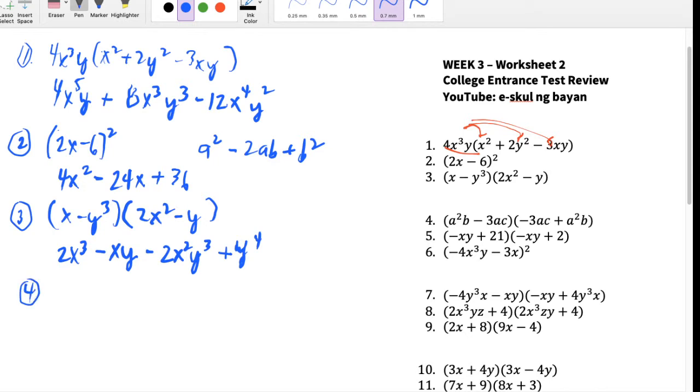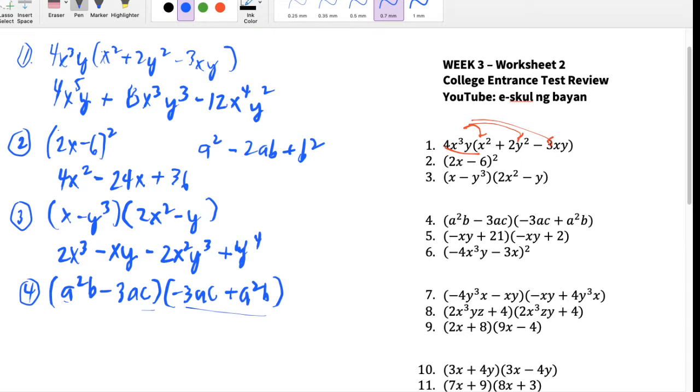Number 4. A squared b minus 3ac times negative 3ac plus a squared b. Okay? Pwede nyo gawin yung FOIL method, pero kung mapapansin nyo dito, meron tayong equal na binomials. Itong binomial na to is just equal to this one. Okay? Ni-rearrange mo lang. Okay? Nagbaliktad lang yung order. So, dito, again, meron tayong perfect square trinomial na sagot. Okay?